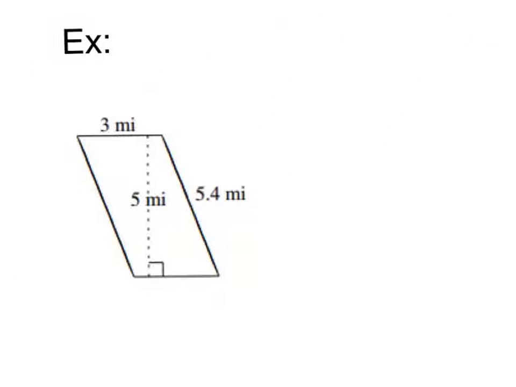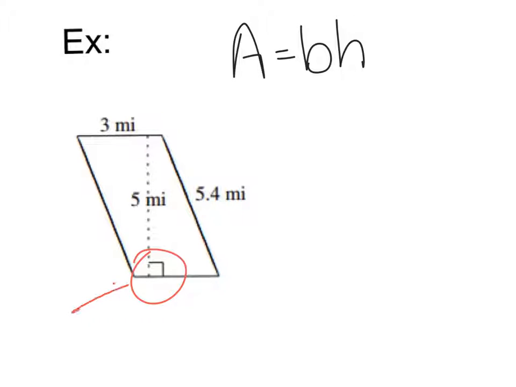For a parallelogram, it's slightly more tricky than finding the area of a rectangle because what we have is area equals base times height. So we need to find the base and the height, which is not quite as easy as finding the length and the width of a rectangle. When you're looking for a base and a height, you're always looking for the right angle. You need to find the two pieces that make the right angle. And so here we have our height is 5 and our base is 3 because that's where the right angle is.